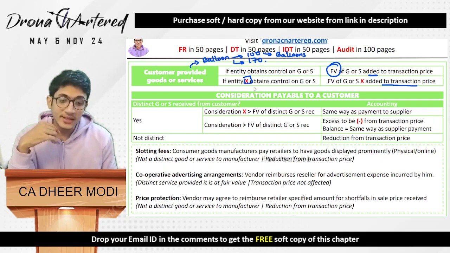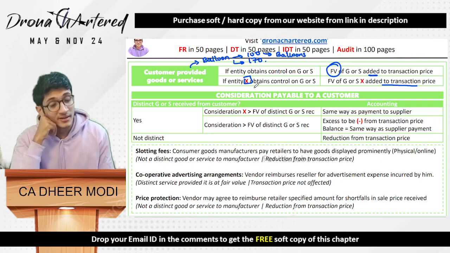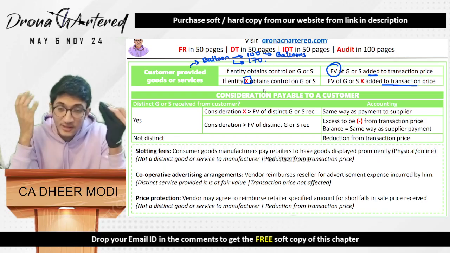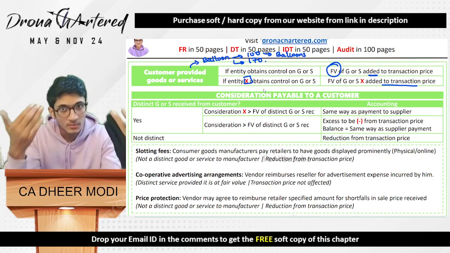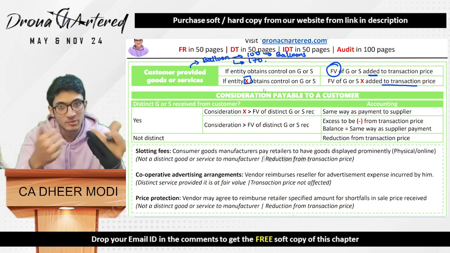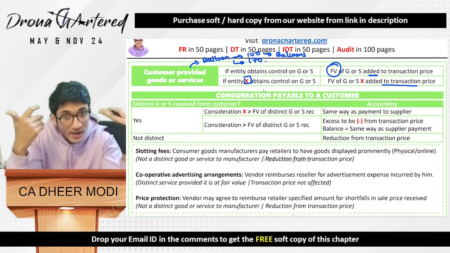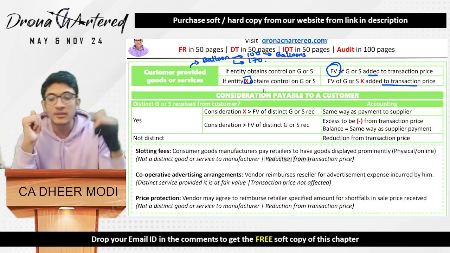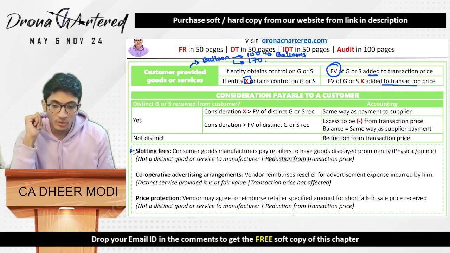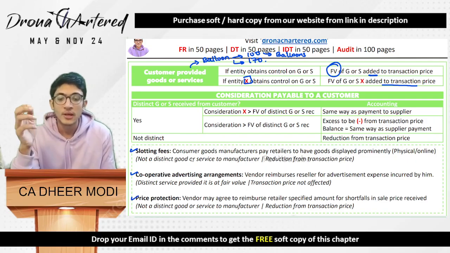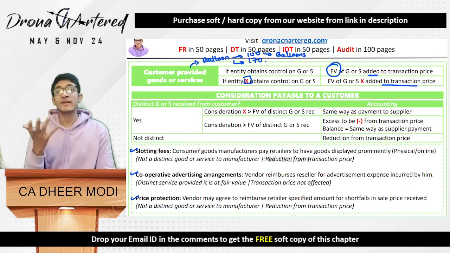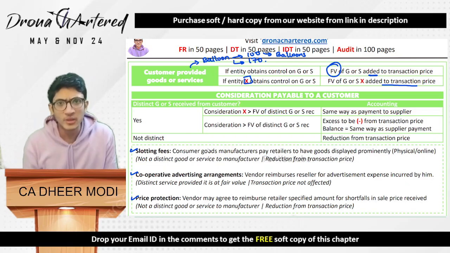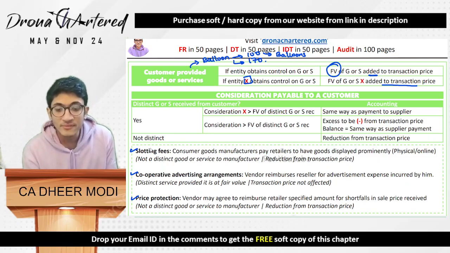Next, if there is any consideration payable to a customer. Now see, this is very, very weird. Usually what happens, you sell goods and services to a customer and the customer gives you consideration, that is, in terms of money. But what if you have to give consideration to a customer? When does this happen? These are your examples. Basically, suppose slotting fees. So first we need to understand when does this happen, because I was also very confused when I was studying this. So say for example, first is the slotting fees.